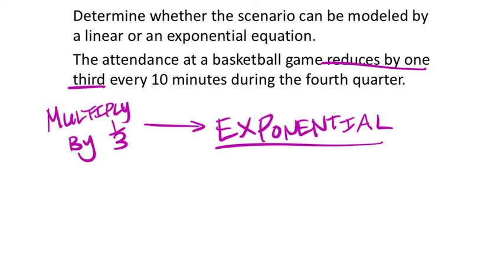Now, how do we know it's not linear? Well, it didn't say that it was subtracting 1/3, right? Because it says reduce. Since it's reducing by a fraction, it has to be multiplied by that fraction. If it was reducing by a specific amount, since we're looking at attendance, that's people, you can't have thirds of people. So it has to be multiplying the population by 1/3, which may happen repeatedly every 10 minutes.